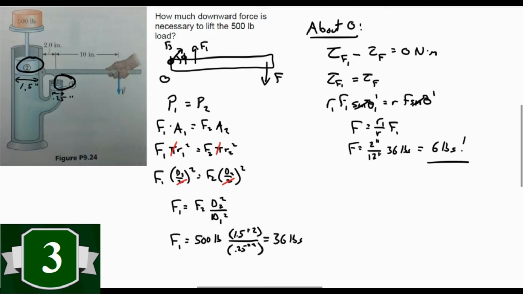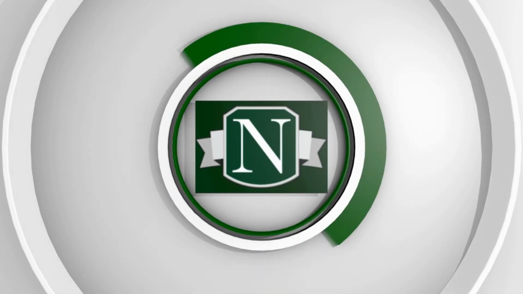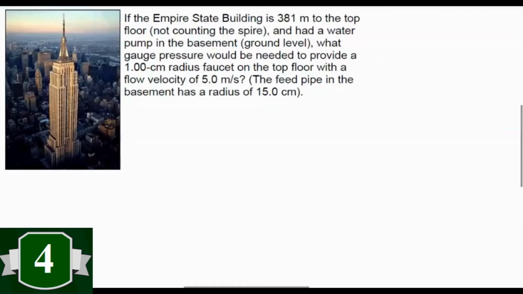Very nice. In this problem, we want to know the gauge pressure necessary to pump water from a 15-centimeter diameter pipe in the basement up to a little faucet at the top of the Empire State Building with a desired exit velocity. It shouldn't surprise you that we're going to start with Bernoulli's equation and say the point we define as zero height has zero height.